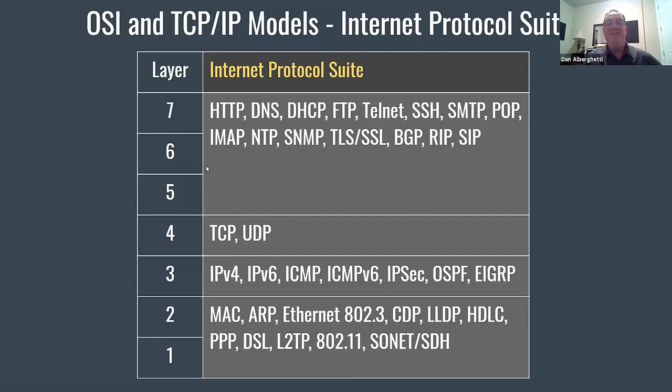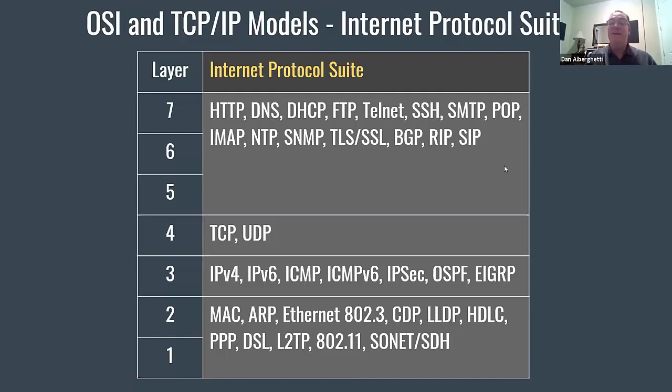Then at layers 5, 6, and 7, we've got these protocols here. These are protocols that the user uses. The user uses a web browser. It's using HTTP. The user puts a domain name into the web browser. It uses DNS client. The user gets an IP address automatically. He's using DHCP client. FTP with the FTP client. Telnet with a Telnet client. Right? There's servers for all of these too. You have clients and then you have servers.